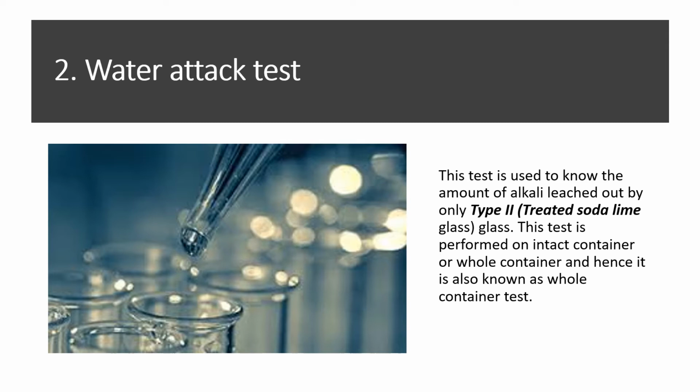So in this test, we are not actually crushing the glass. The whole glass is being checked without breaking down. This test is used to know the amount of alkali which is leached out from the type 2 glass. So the first test, the powdered glass test, was recommended for type 1, type 3 and type 4 glass.